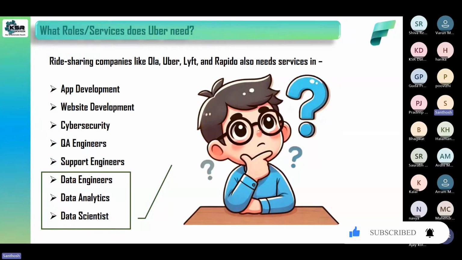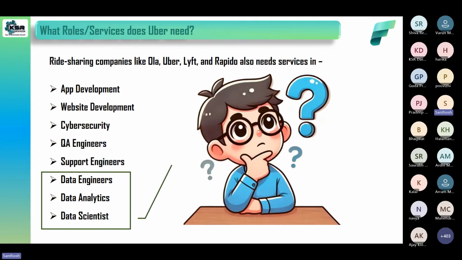Similarly, the data has to flow throughout the application to make it better. So yes, we may need application support, website support, maybe we need security, but all in all, the three important roles that are going to run the show for you will be data engineers, data analysts, and data scientists. Now these three roles are very important. Let's focus on these three roles.